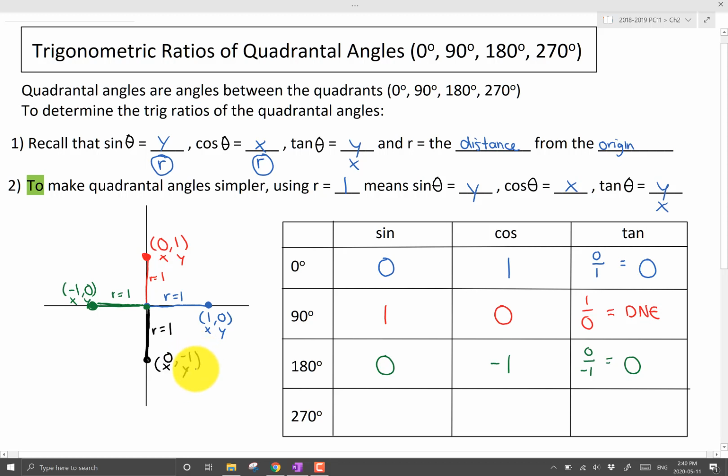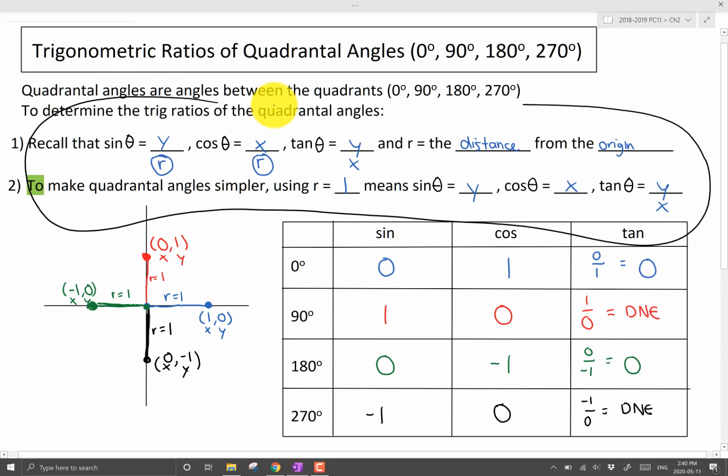Okay, so if we go ahead and figure out the ratios for that, sine would be negative 1, cos would be 0, and negative 1 over 0, or y over x, does not exist. Okay, so those are the quadrantal angles. You'll have to have those ratios memorized. But again, the easiest way to do it is just using the steps, or the key ideas that I have listed here. So theoretically you shouldn't have to memorize them as long as you use those ratios and remember those.